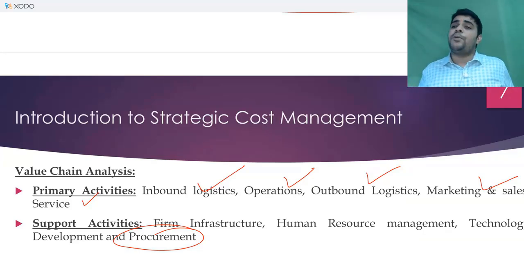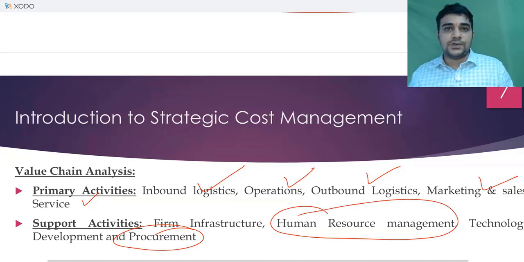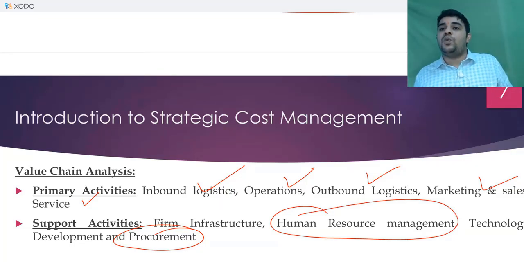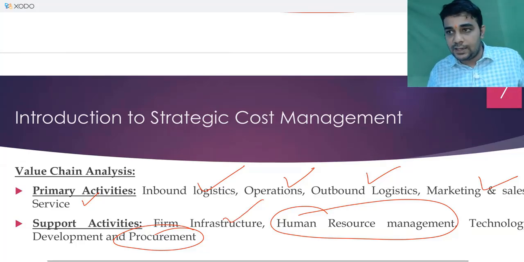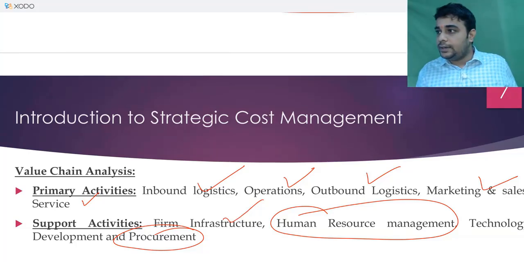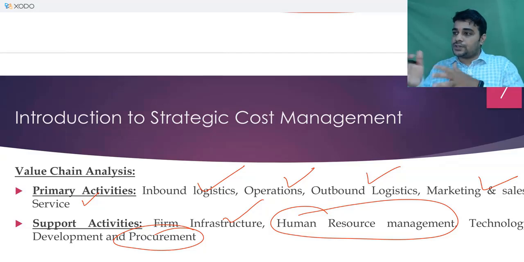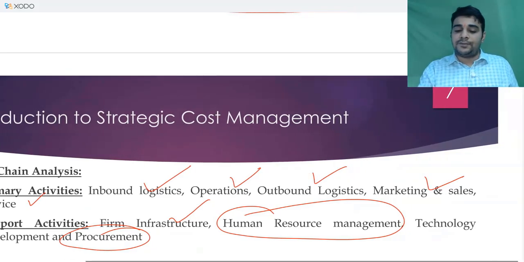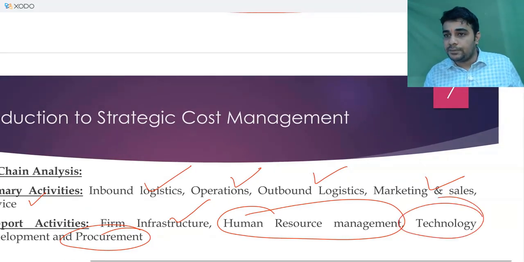The support activities: one, I need employees to do all these 5 things. Employees, human resource management. Employees need to work on a few things. They need machinery, laptops, certain infrastructure to be arranged. Corporate office should be there, admin office should be there. So there is an infrastructure which is needed. Using the infrastructure, human resources will work. They need some assistance also. That assistance can come from technology.